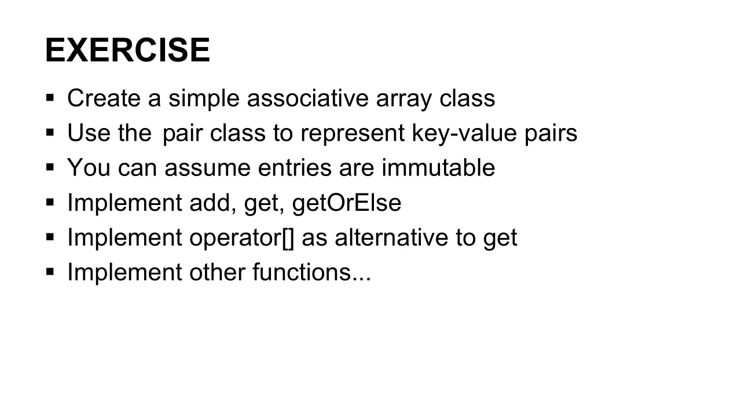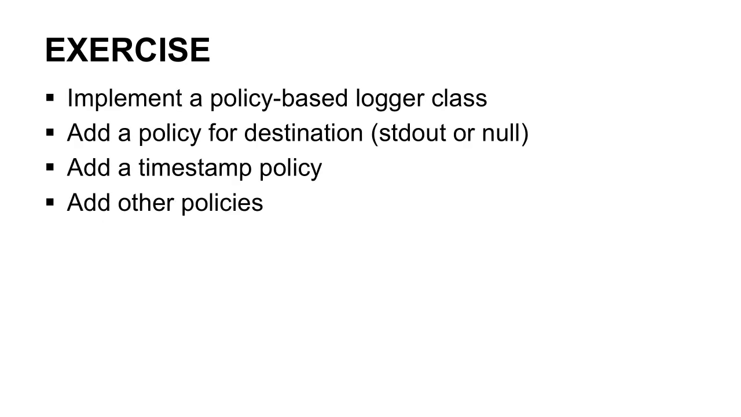Implement the following operations. Add, which will add a new key value pair and fail if the key already exists. Get, which will return the value for a given key, failing if there is no such key. And get or else, which returns the value for a key or a default if there is no such key. You should also implement operator square brackets as an alternative to get, and also add any other functionality that you think might be useful.